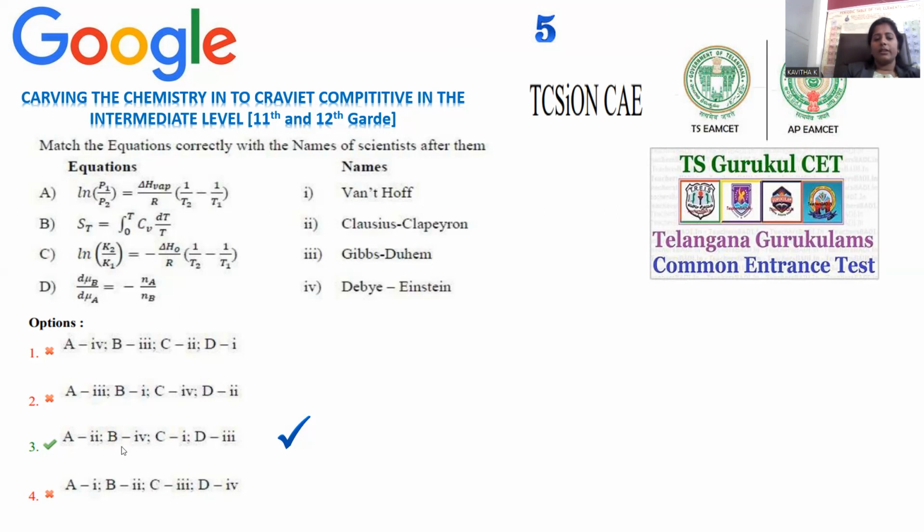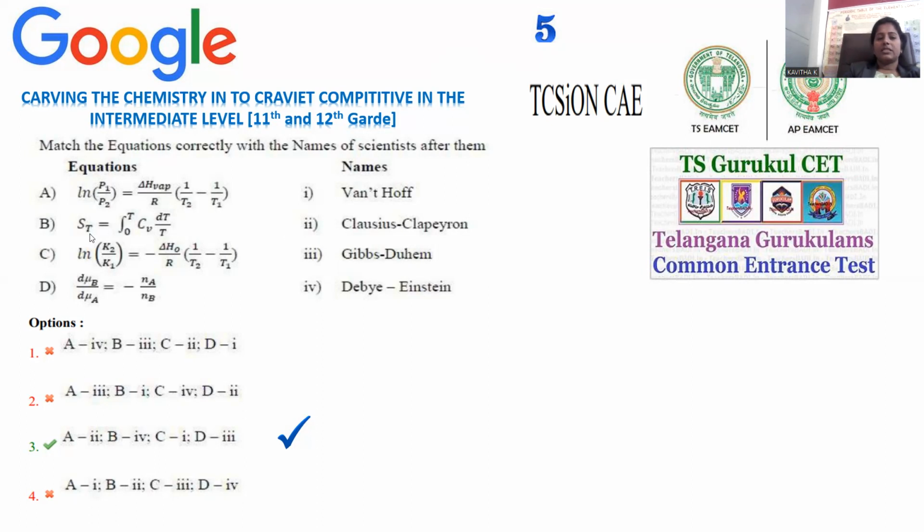This is the equation invented by Clausius-Clapeyron. Here, this is the ratio of pressure 1 and pressure 2. When you are changing the pressure, how it is related with the temperature difference, that is given by the Clausius-Clapeyron equation.